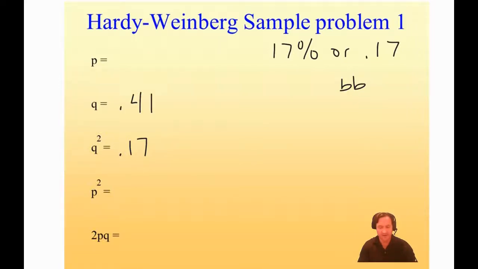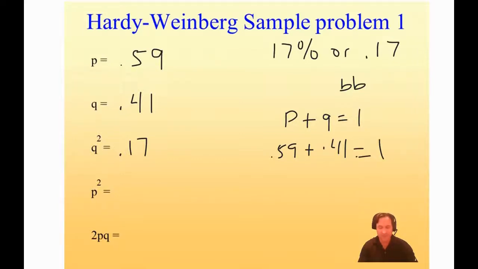All right? So now we're going to use the formula of p plus q equals 1, and we're going to find out what p equals. Well, since q equals 0.41, p would have to equal 0.59, because 0.59 plus 0.41 would equal 1. So now that we know that p equals 0.59, we could easily find out what p squared is. All we do is we use our calculator, plug in 0.59, and square it. And if you do that, you will get 0.35.